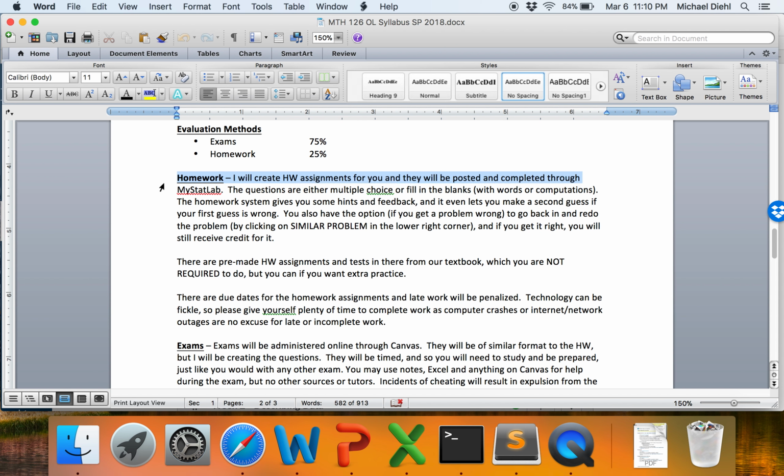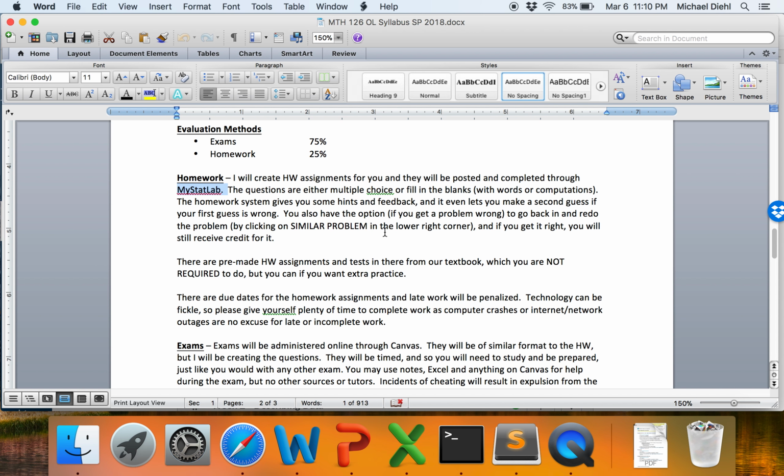The homework assignments, like I said, you'll be completing online in this interface called MyStatLab, which I'll show you. The questions are generally multiple choice or fill in the blanks with words or computation. For a lot of them, it's compute such-and-such, and you get an answer that's 0.56. Then you punch that into the computer and hit enter, and that's your answer. I know typing math can sometimes be a little challenging, but most of the time your answer is either a number, which is pretty easy to type, or a multiple choice kind of thing.